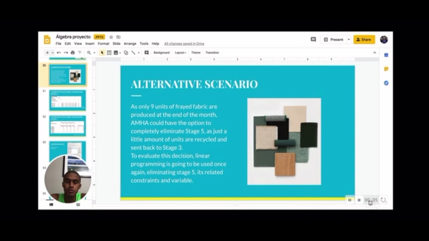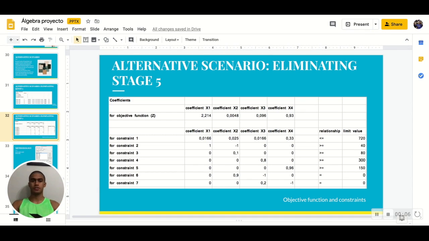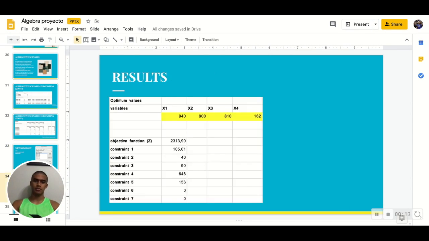Seeing as producing only 9 units of frayed fabric per month is an extremely small amount, AMHA could decide to ultimately remove stage 5 completely. The following scenario is going to be solved the same way as the original scenario, but all of the constraints and variables related to stage 5 will be eliminated. Problem information, objective function, and constraints. Methodology is the same as previously used, and those are the results.